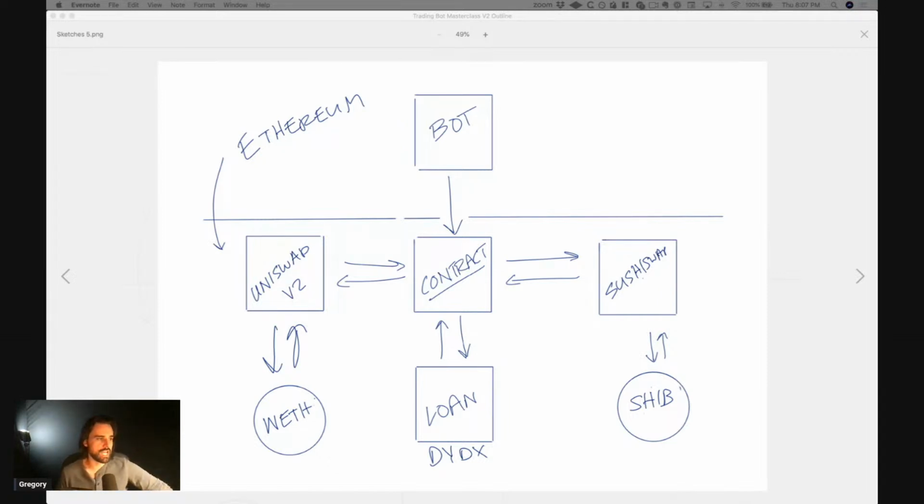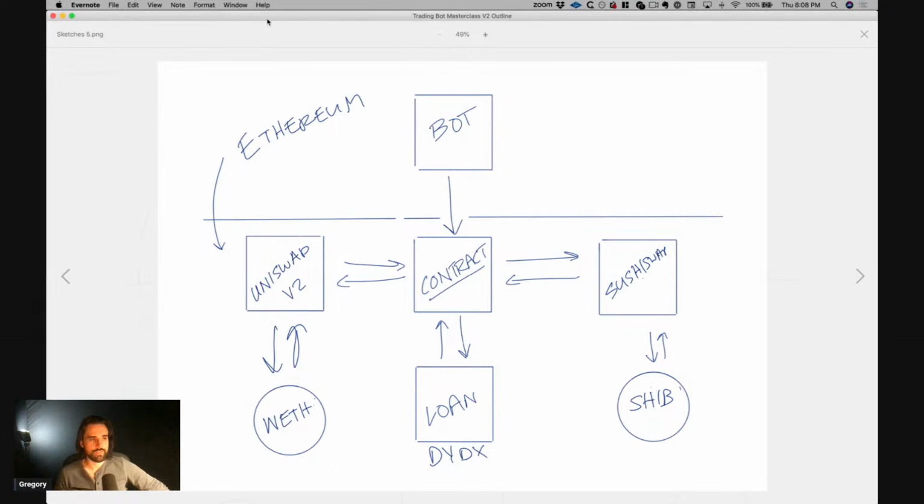So what's going to happen? We want to keep this as simple as possible. Here are the key parts: the exchanges that we're going to interact with. We're going to arb between Uniswap version 2 and SushiSwap. These are 2 different decentralized exchanges. The reason I've done this is because SushiSwap is a fork of Uniswap version 2, which basically means it's just a copy of it.